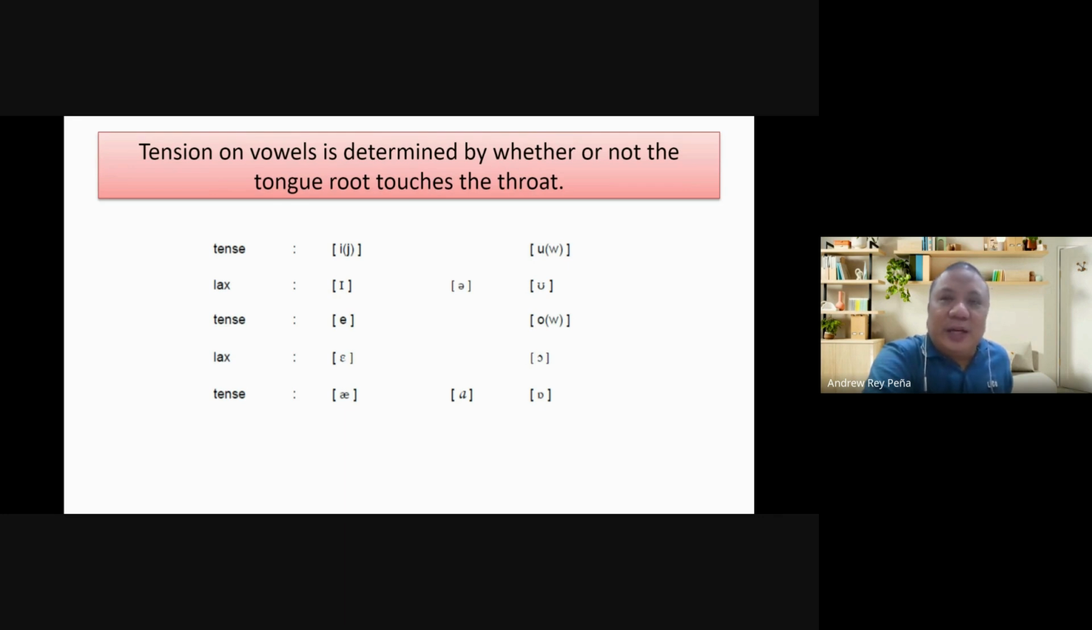So we have four features that characterize a vowel. We have lip rounding, tongue height, placement of the tongue, and tension. Tension also has to do with advanced tongue root. When we say tense vowels, that means it's plus ATR, advanced tongue root.